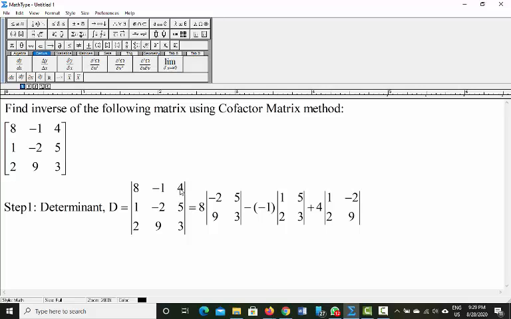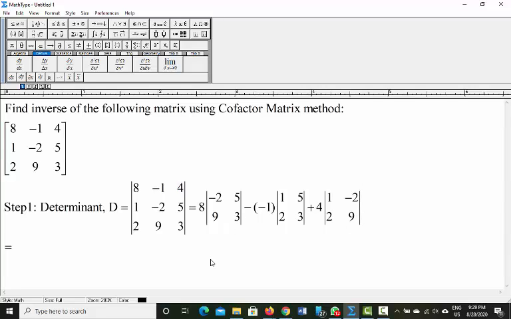Since we have taken this one, we will ignore the first row and the third column, so we will be left with 1 minus 2, 2 9.